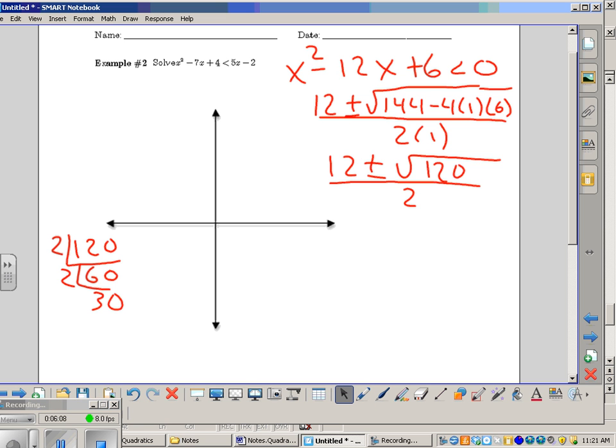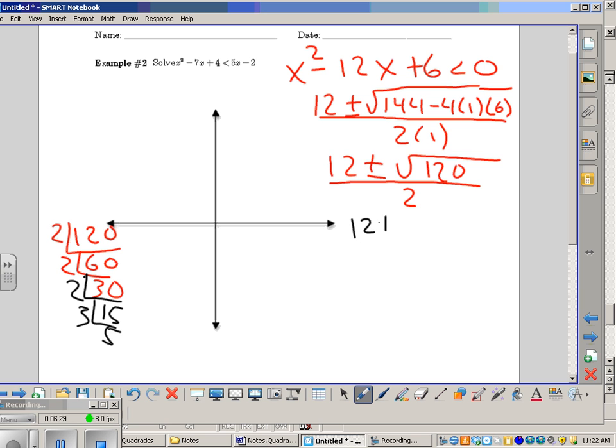Let's see, I'm almost done here. Sorry. So it looks like we have 2 times 2 times 2 times 3 times 5. So it looks like 2 root 30. So 2 plus or minus 2 root 30 over 2.